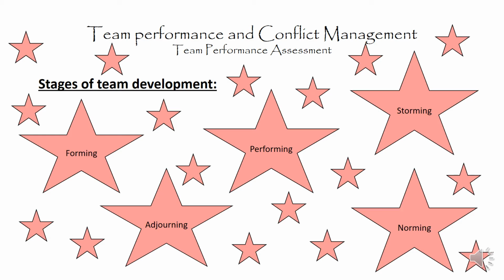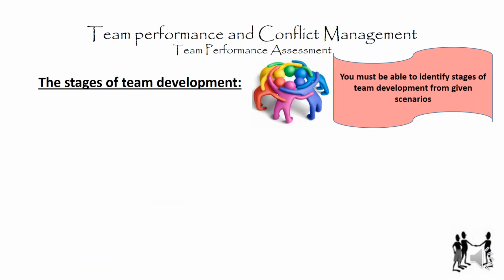Right, if we look at the different stages of team development, this is also very, very important. The first stage is forming. Then we're going to look at storming. Third stage, norming. Then performing. And the last stage is adjourning. Right, very, very important that you must be able to identify the different stages of team development from given scenarios. So if you are given a scenario, you have to be able to identify which stage of team development the people are in in that scenario.